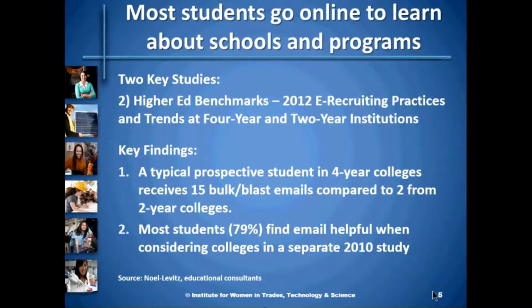So this is another study, 2012, on e-recruiting. Now the first study was on four-year colleges. It's hard to find this on two-year colleges, but this study actually looked at both four-year and two-year colleges. And they found that in a four-year college, the typical student received 15 bulk or blast emails. But in a two-year college, they only received 2. So it's about time that two-year colleges get on the email blast bandwagon, because it's an efficient way to create a relationship with the student.